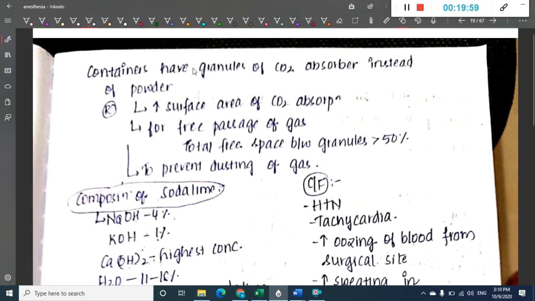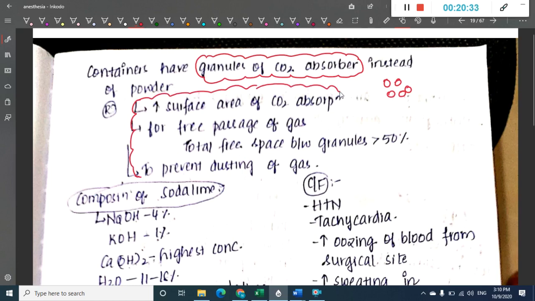The soda lime containers have granules of carbon dioxide absorber instead of powder. Why? Because granules have increased surface area; the surface area of granules is more when compared to powder. Similarly, for free passage of gas, if there are granules, then in between the granules there will be air.